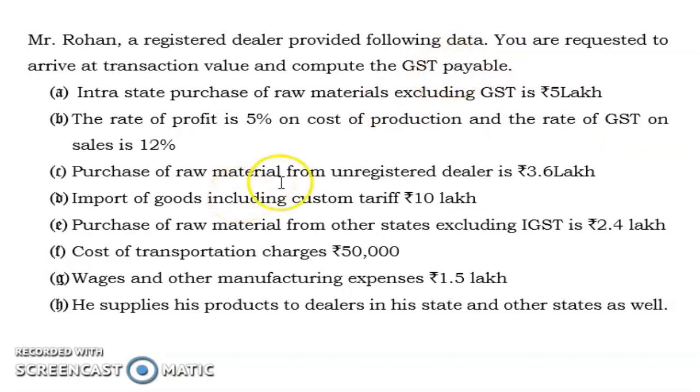Okay. Next, purchase of raw material from unregistered dealer. Unregistered dealer ಅಲ್ಲಿ raw material ಅನ್ನು purchase ಮಾಡಿದ್ದಾರೆ. Raw material is an input to manufacture the product. So again ಈ input ಅನ್ನು ಕೂಡ ಕನ್ಸಿಡರ್ ಮಾಡಬೇಕು.